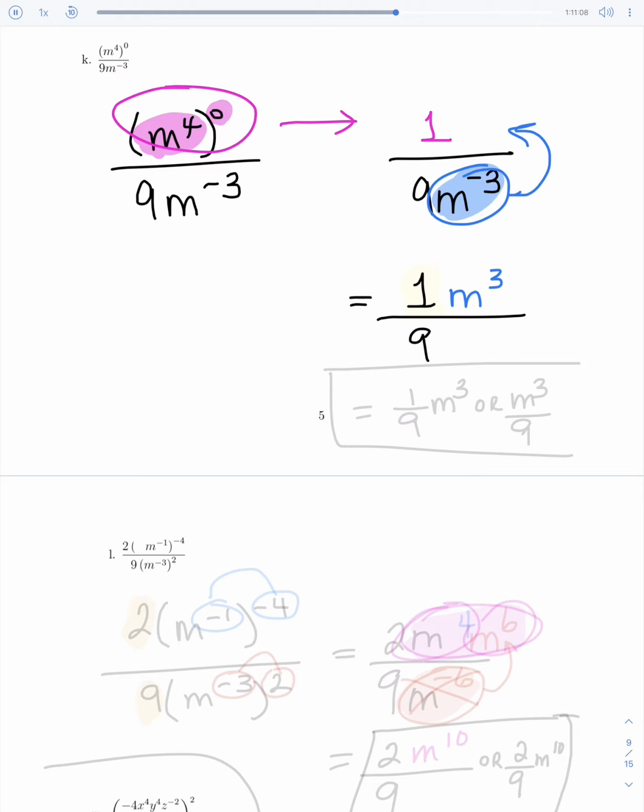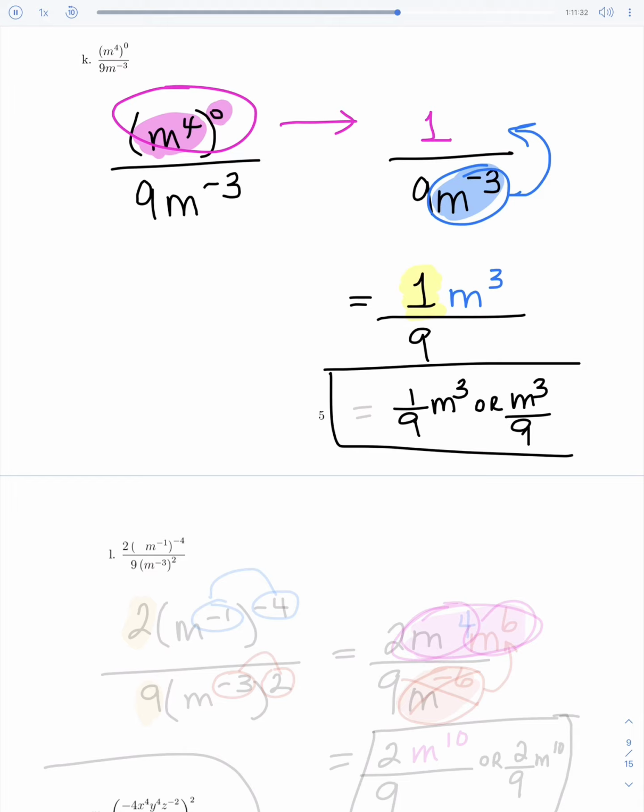Now, however, this 1 out in front of my m cubed doesn't need to be there anymore if the m cubed is going to be on top. So I can rewrite this one of two ways. I can rewrite this as 1/9 m cubed, or I can write it as m cubed over 9. Either one of these answers will work.